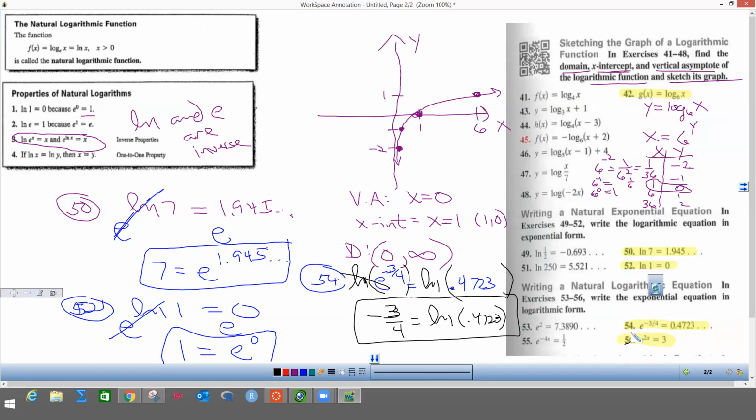If you do the same thing here, you natural log this side and natural log this side. This E and natural log cancel out, so 2x is going to equal the natural log of 3. And we're done. So this is what you're doing for homework.